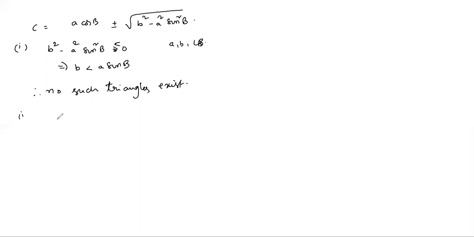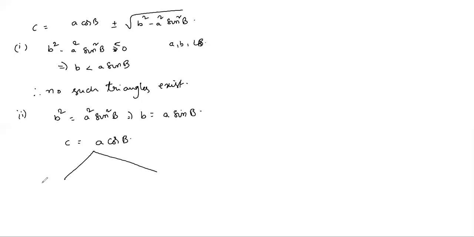Next, case 2, equal roots. b square equals a square sin square B, or b equals a sin B. If b equals a sin B, then the discriminant is 0, so the roots are equal, c equals a cos B. Here also two cases: the given angle B is obtuse or acute. Obtuse angle means cos B negative, cos B negative means c value negative, which means negative side. So no such triangle exists.